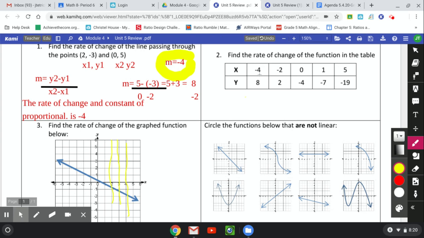But if we're looking at this, all I'm going to look at is the x values. So -4, do I see -4 again? No, I see -2, 0, 1, and 5. -2, do I see -2 repeated again up here? No. 0 is not repeated again, 1 is not repeated again, and 5 is not repeated again.